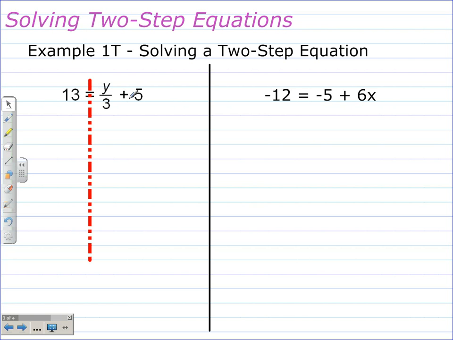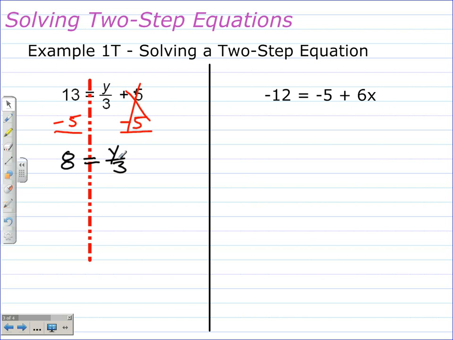To solve this equation, we need to first undo the addition, or the add 5, and we're going to do that by subtracting 5 from both sides. Now that's the subtraction property of equality that allows us to do that. The 5's on the right cancel and leave y divided by 3. Bring down my equal sign, do this math over here. 13 take away 5 is 8.